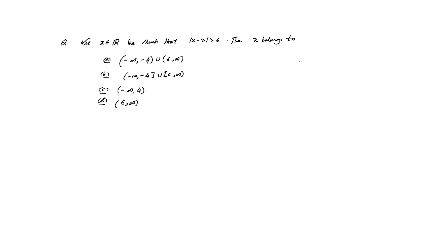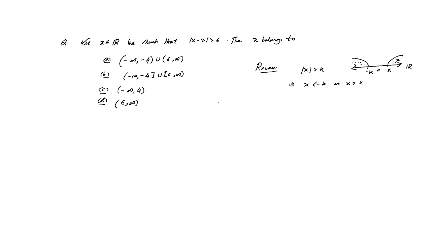So how will you solve it? You will use this kind of recall. Mod of x greater than k exactly means x less than minus k or x greater than k. If we think about the real line, this is k and this is minus k, with 0 in the middle. So x less than minus k is this position.